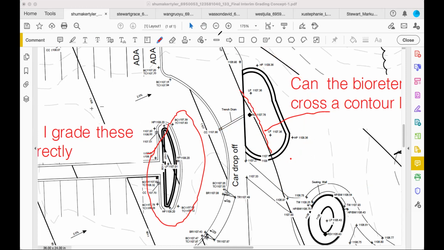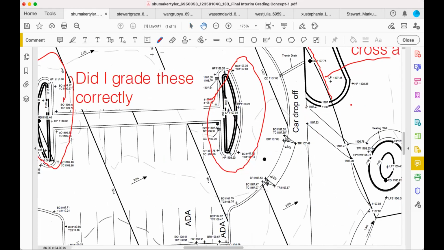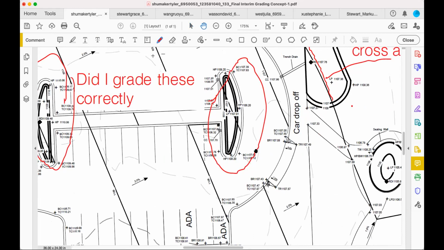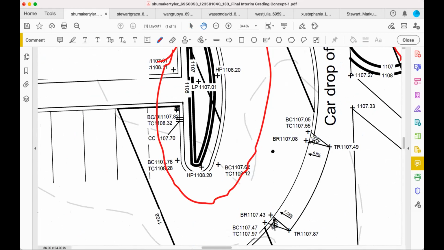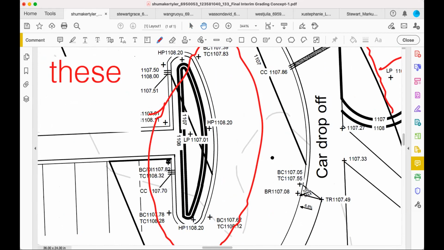Okay. Moving forward with the other questions on the left. How do I grade these correctly? Oh, that's referring to these two. I don't know if I need one in the center. Look at TBC here. So that one is 7.82. And then you have LP equals to 1107.1. That's good.